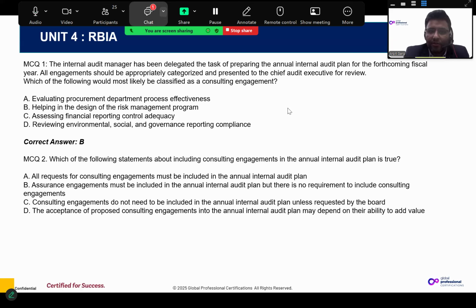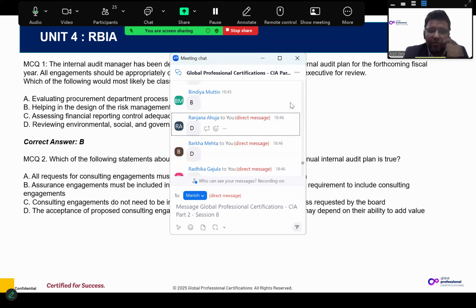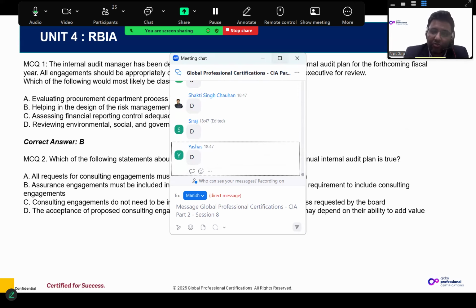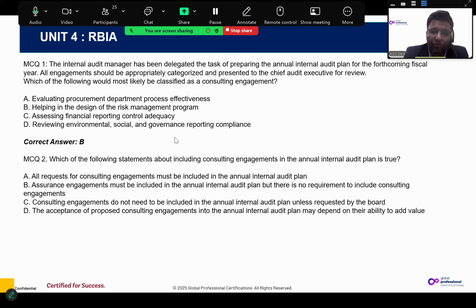Let's look at it. So Ranjana is the first one to answer. Ranjana is saying it's D. Barka is saying it's D. Radhika is saying it's A. Manish is saying it's D. Piyush is saying it's D. Rohit is saying it's A. Nitya is saying it's D. Ramakrishna D. Unmesh D. Sanjeev D. Raghu D. Bernali D. Shankar D. Deepak D. Sachin D. Bindya D. Ashwin D. Umashankar D. Nikita D. Shakti D. Shiraj D. Yashash also D. So most of you are saying D, other than two of you who were saying A.